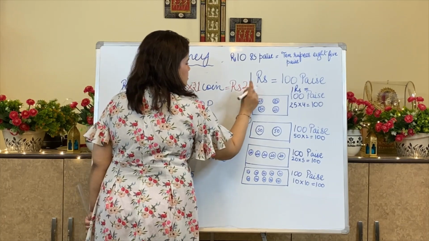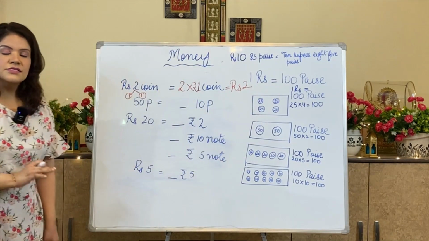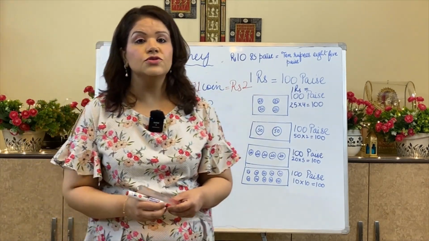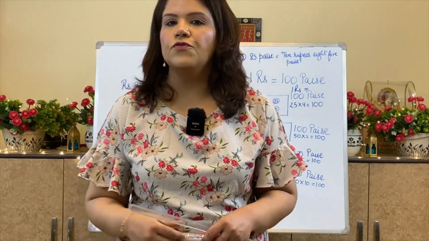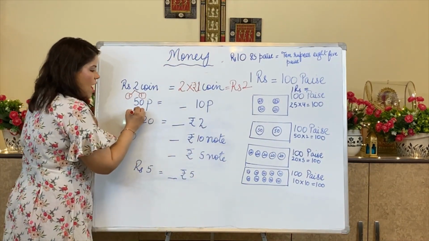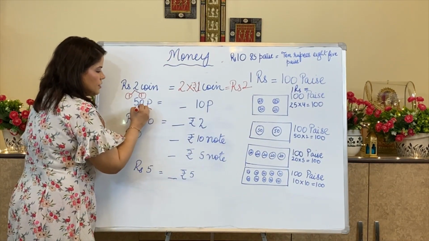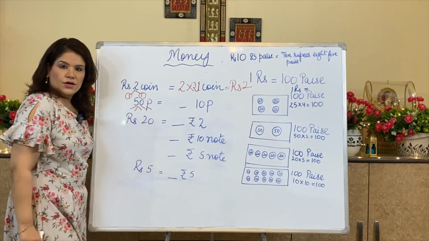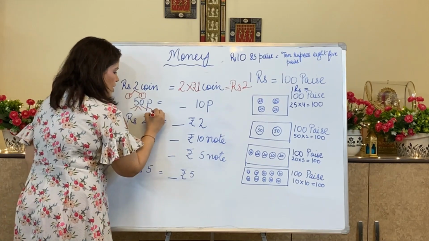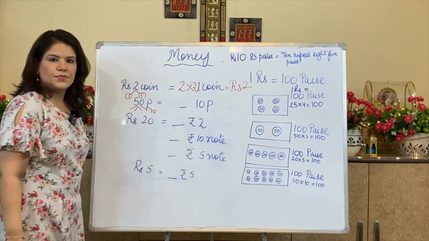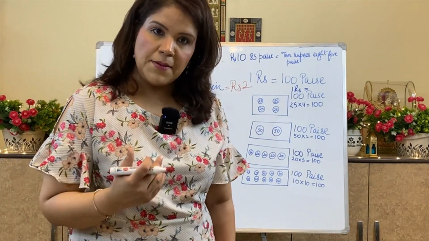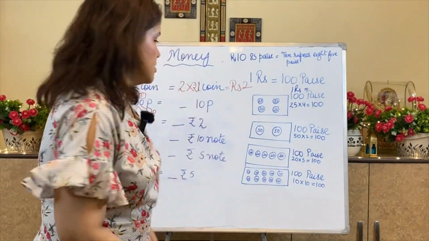Will make rupees 2. Same way, how many 10 paisa coins should I take to make 50 paisa? That means in how many parts should I divide this 50, carrying value 10 each. Same way, this 10 is here. How can I go from 10 to 5? By making 5 parts. This is very easy.